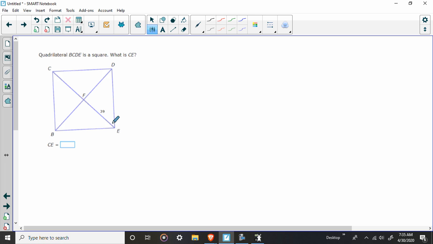Quadrilateral BCDE is a square. What is CE? Well, they told you that FE was 39, okay? Well, I know if FE is 39, this is a square. This one's 39, and this one's 39, and this one's 39.